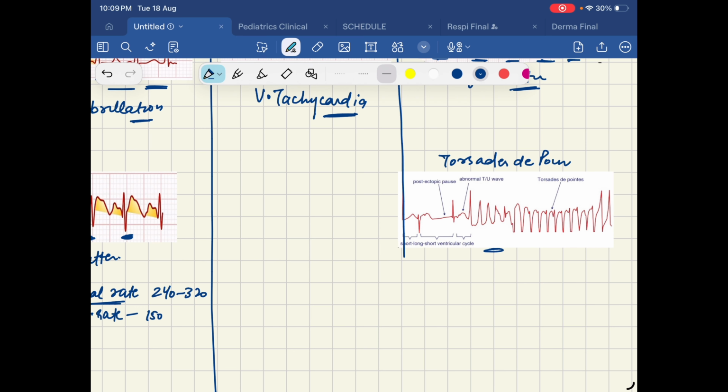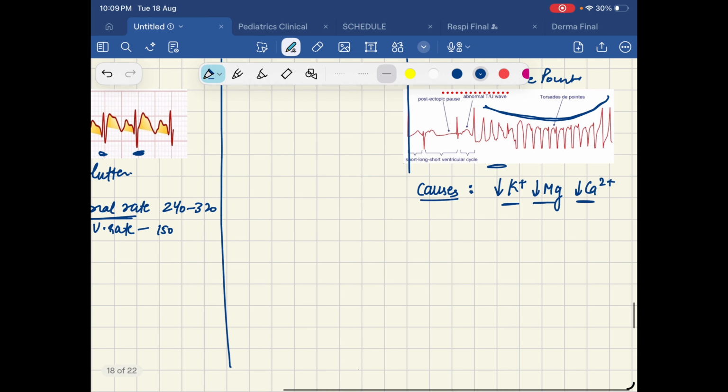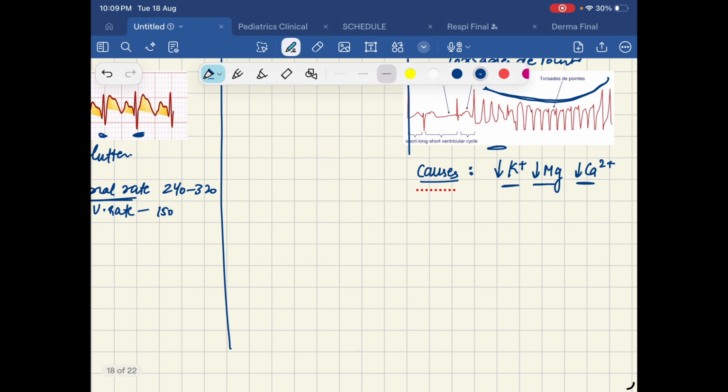See, Torsades de Pointes has a very variable looking ECG. You can also notice a pattern: it decreases in amplitude and suddenly then increases in amplitude. And Torsades de Pointes has many causes. A few causes that I list in front of you are electrolyte imbalances: potassium goes low, magnesium goes low, calcium goes low. So everything that is regulating the ventricular myocytes is going on its lower side.